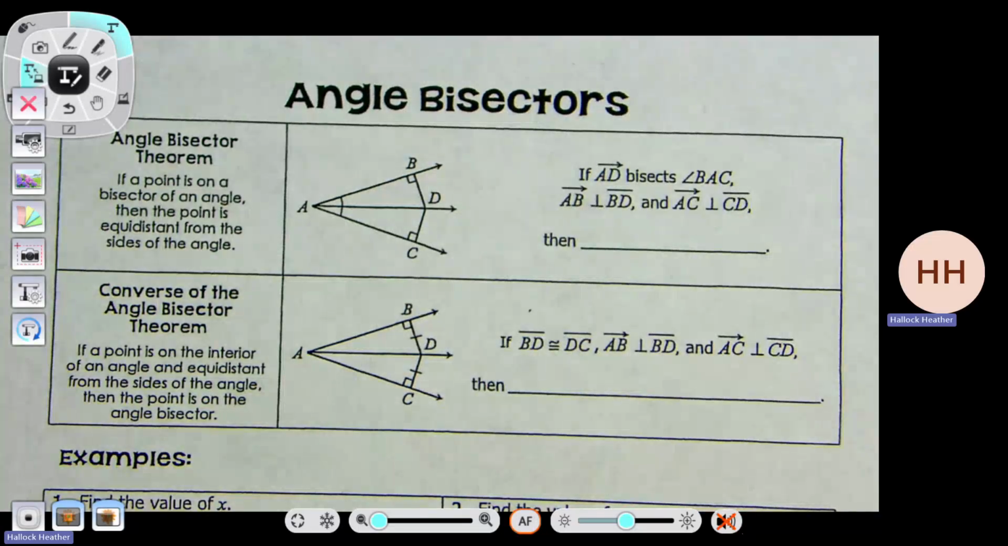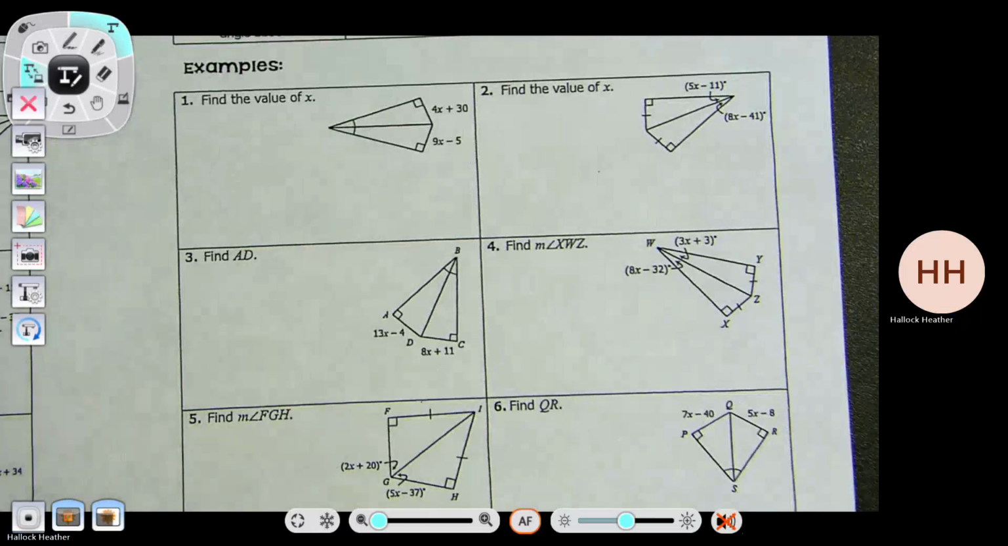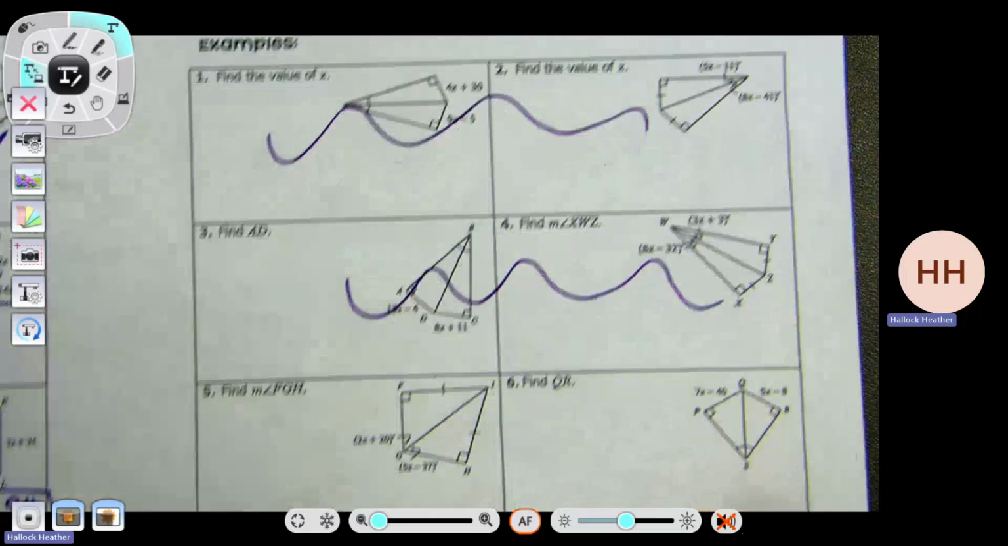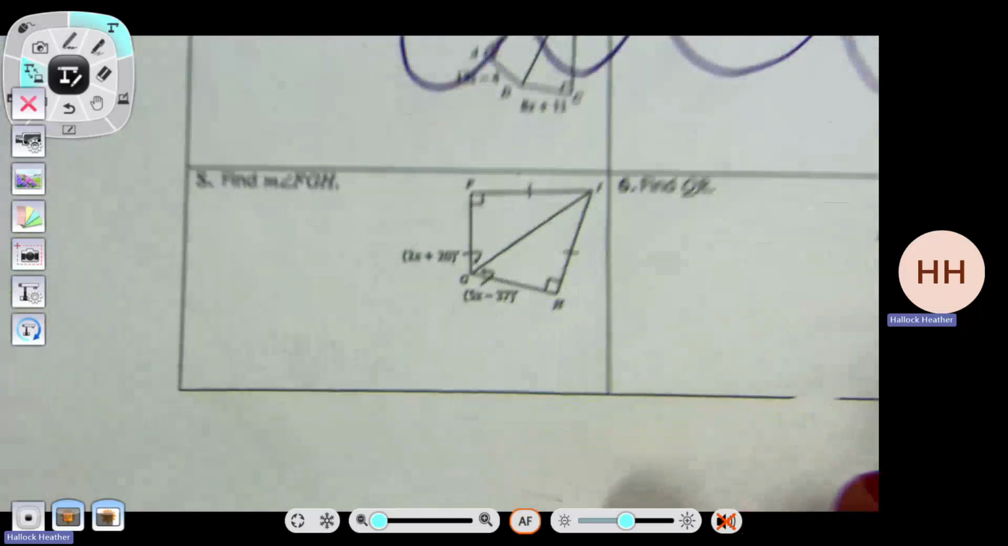So we're not going to do all of these. Once again, we're just going to do a refresher real quick. Let's cross out 1, 2, 3, 4 again. And then we are going to do number 5.